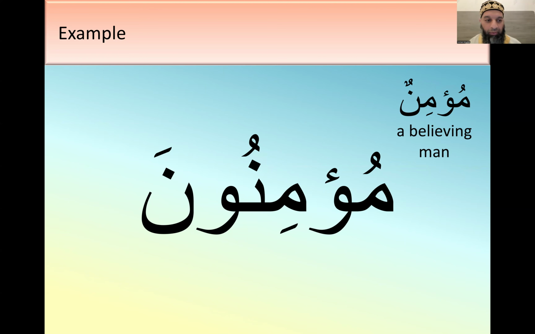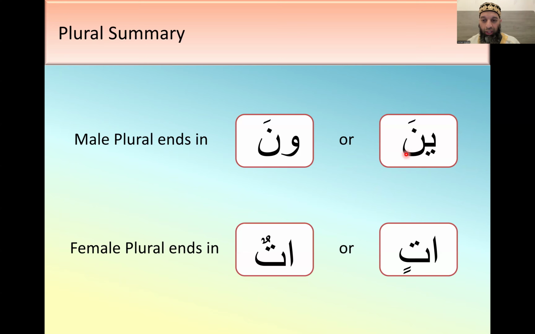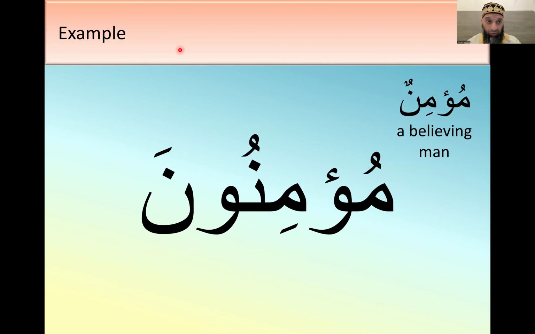So we return from the break and we are continuing. Before the break, we went through the una and ina. Una and ina are the endings for masculine sound plurals, and atin, atun are the endings for feminine sound plurals. So we are just going to do some examples now, inshallah.